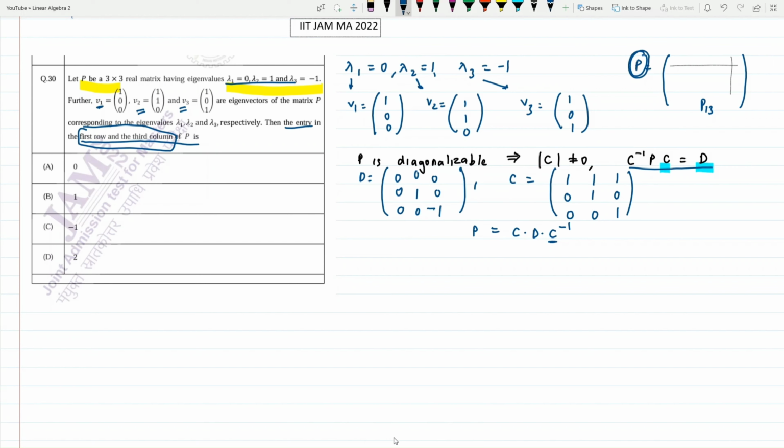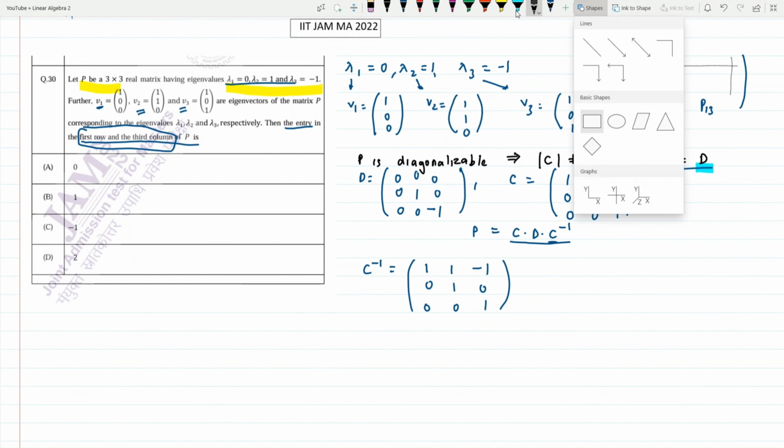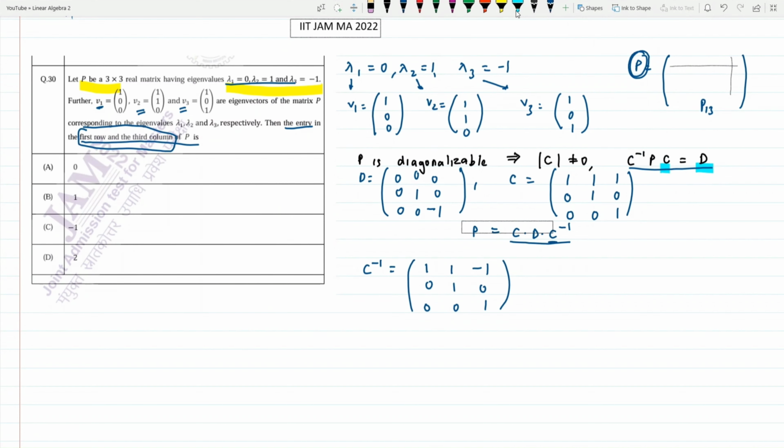I have already calculated C inverse and I have got C inverse as this matrix, which is 1, 1, -1 on the first row, followed by 0, 1, 0 and 0, 0, 1. Now once we have C inverse, we can put the matrix in this particular expression and try and evaluate the first row, third column entry. Since we do not need the entire matrix P, we are going to focus on product of specific rows and columns only. Now let's get started with the calculation of P.